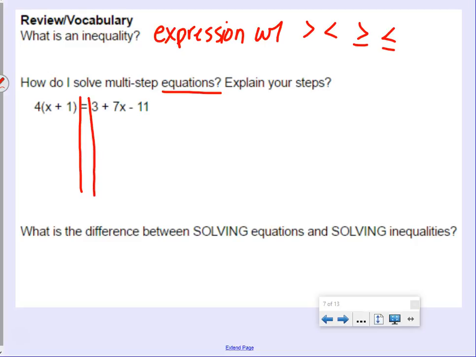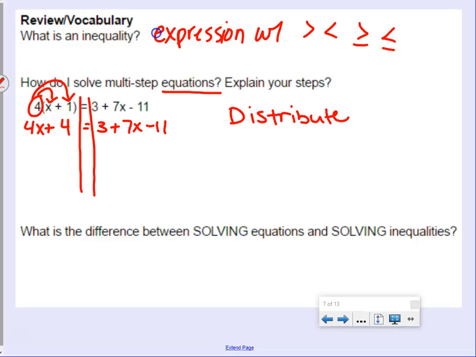Draw your railroad tracks. First step is to distribute. We have parentheses we can distribute. So we have 4x plus 4 equals 3 plus 7x minus 11. So that was distribute. I want you to write these steps down as well. All right, and the next piece, combine like terms.